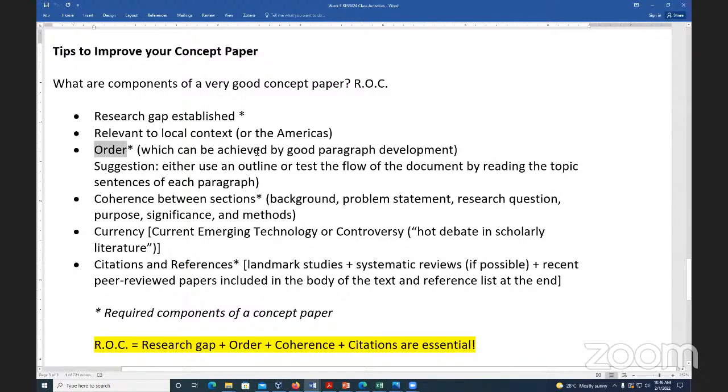You're going to achieve a good order by having good paragraph development, and you can do that in one of 2 ways. Either use an outline, but as I said, I don't even always write with an outline. I suggest it for people who have not been writing for decades, right? But even if you write an outline, you still want to test your document using something I just found out about less than a year ago. If you read the first sentence of every paragraph, it should flow together.